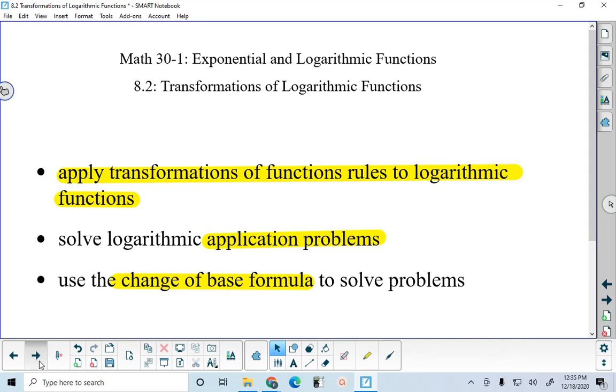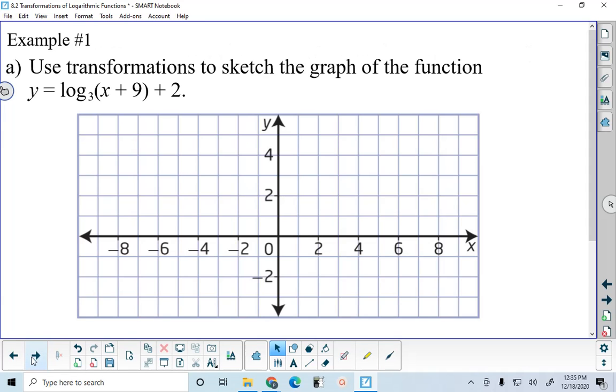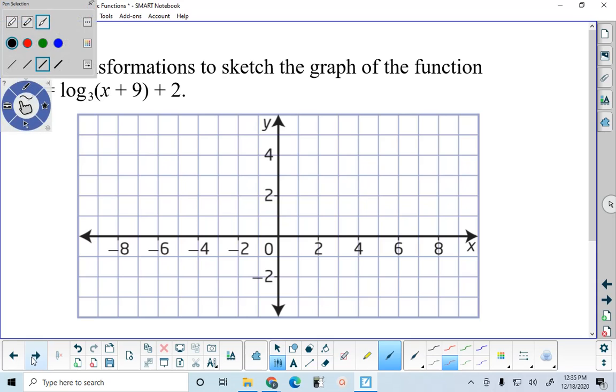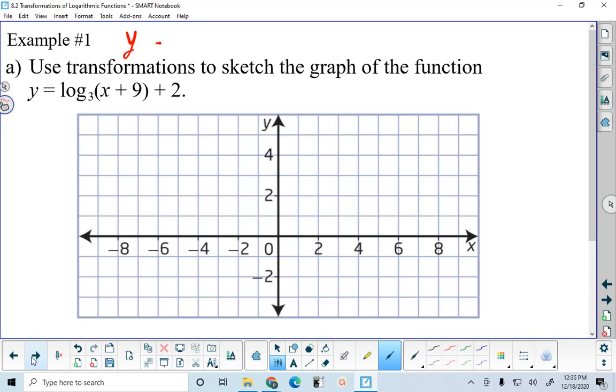To begin with, we have an example where we have log base 3 of the quantity x plus 9, and then plus 2. We want to sketch that. We want to sketch it without the use of a calculator. So the thing that you need to appreciate here, I think, is that we're going to look at log base 3 of x in order to decide what log base 3 of x plus 9 plus 2 looks like.